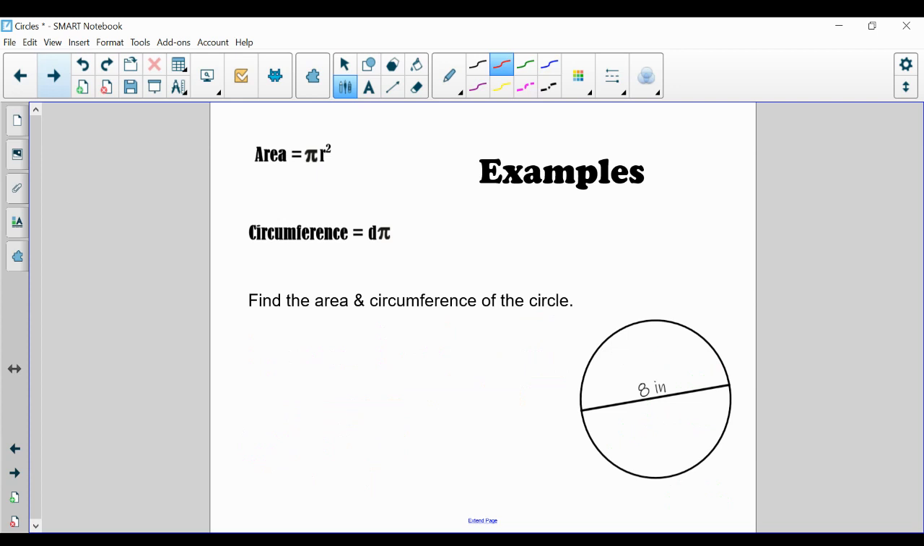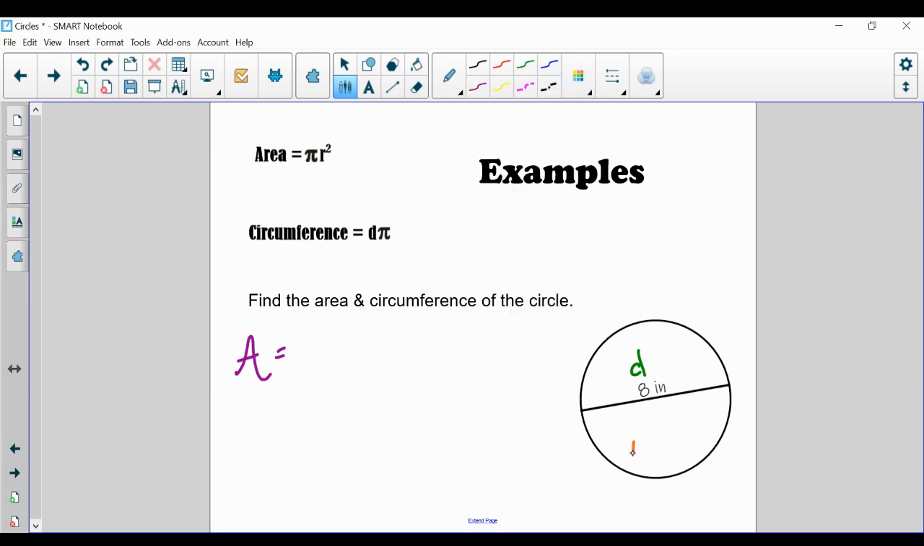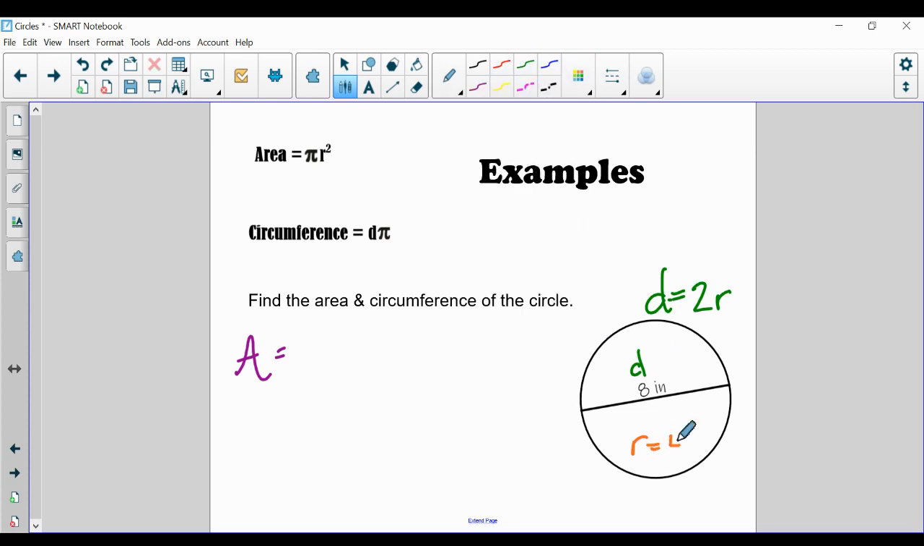All right, here's another one. Find the area and circumference of the circle. So we're going to start with the area. Notice here that in this situation, I have given you the diameter. The diameter is 8 inches, which means we need to then calculate the radius. Remember on the last slide, I told you that the diameter is the same thing as 2r. So if the diameter is 8, then my radius is going to equal 4. So when I do my math for my area, it's pi r squared. So pi times 4 squared, which is going to get me to 16 pi, and my units are inches squared.